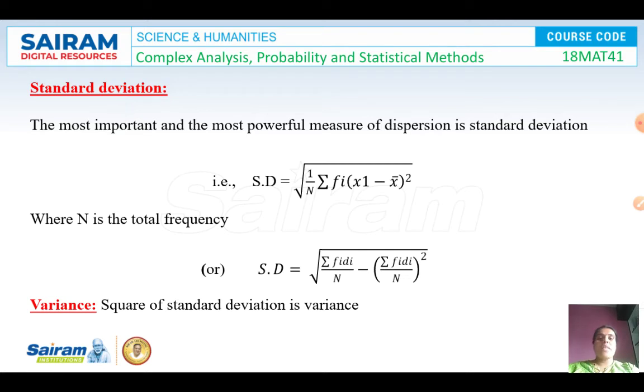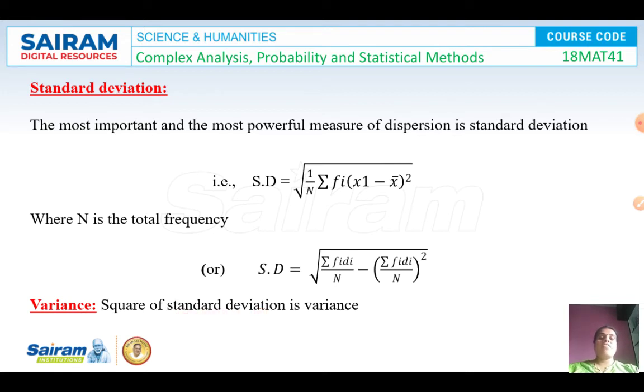Let us discuss the standard deviation. An important measure of dispersion is the standard deviation. Standard deviation is represented as SD, which is defined as square root of 1 by n summation fi into (xi minus x bar) the whole square, where n is the total frequency. So standard deviation is equal to square root of (summation fi di squared by n minus (summation fi di by n) the whole square). Next is variance. Straight away, the square of the standard deviation is the variance.